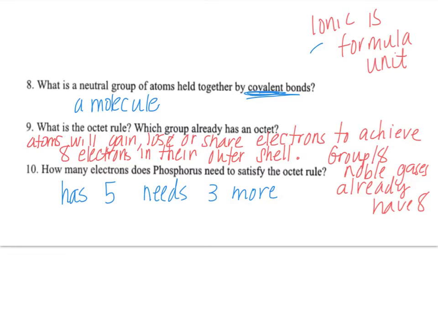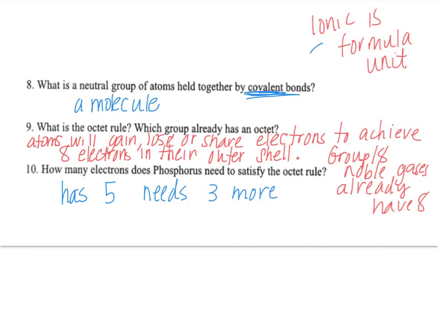The octet rule, number 9, is that atoms will either gain, lose, or share electrons in order to achieve 8 electrons in their outer shell. Group 18, the noble gases, already have their 8. That's why they are not reactive, because they have their full outer shell.